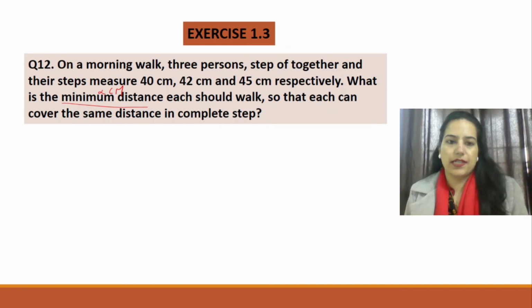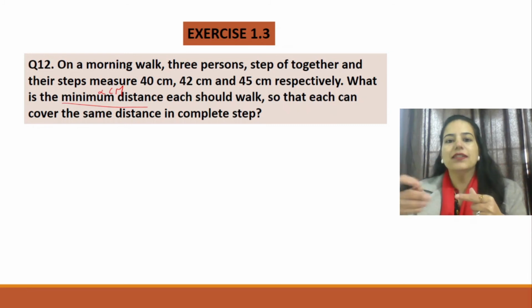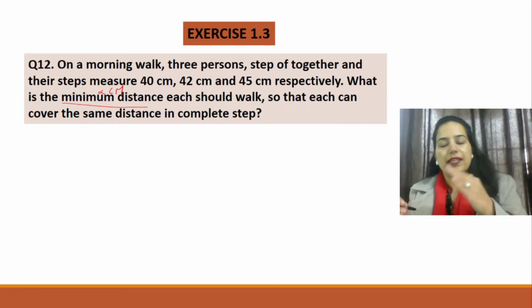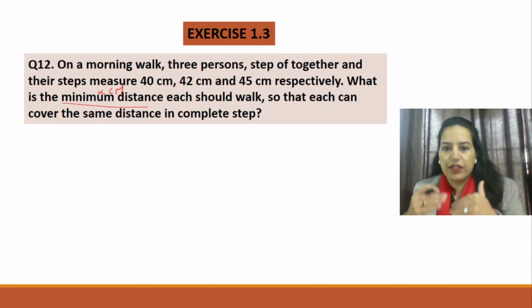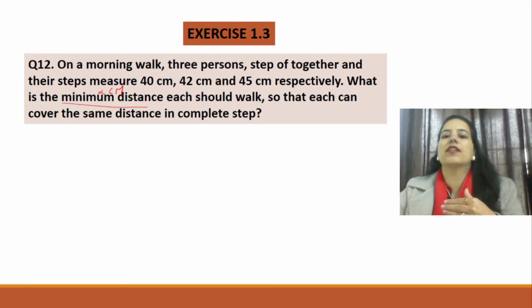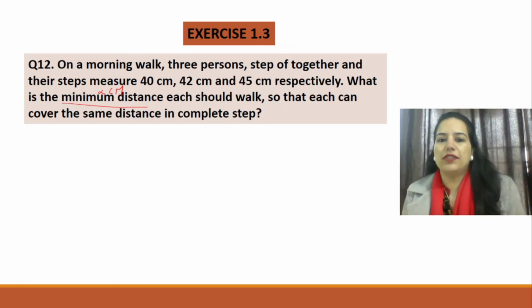What happens here is that the first person, whose step is 40 centimeters, will cover the multiples of 40, like 40, 80, 120 and so on. The second person will cover the multiples of 42: 42, 84 and so on. And the third will cover 45; when he starts he's at 0, then 45, then 90 and so on. So basically we are dealing with the multiples of these three. When will they be all together? When they find a common multiple.